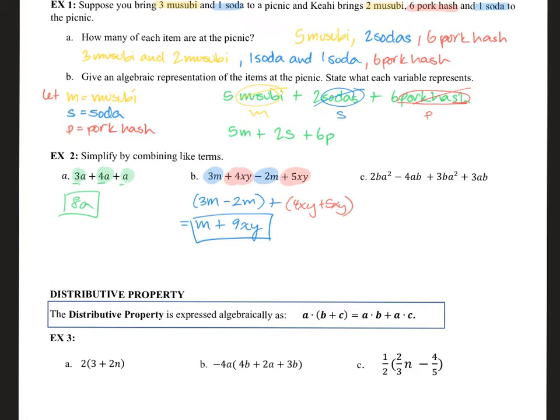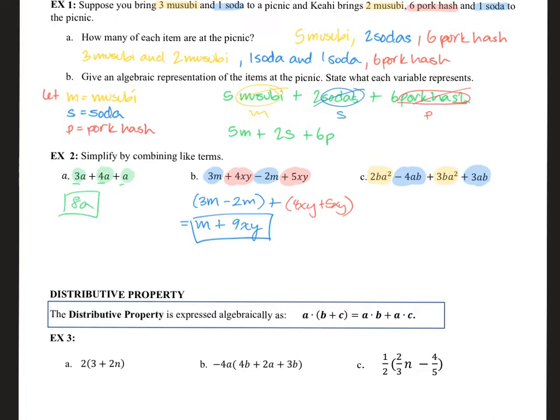Okay, let's go ahead and identify the like terms. Well, we have a 2ba squared. There's a 4ab, but the a doesn't have a square, so that's not going to be a like term. We have to find another a squared. Here we go. 3ba squared. And then let's see, we have a negative 4ab. Do we have any other ab's? Right there, the 3.